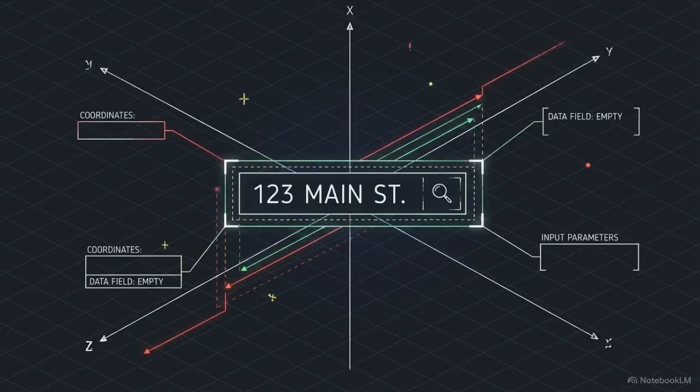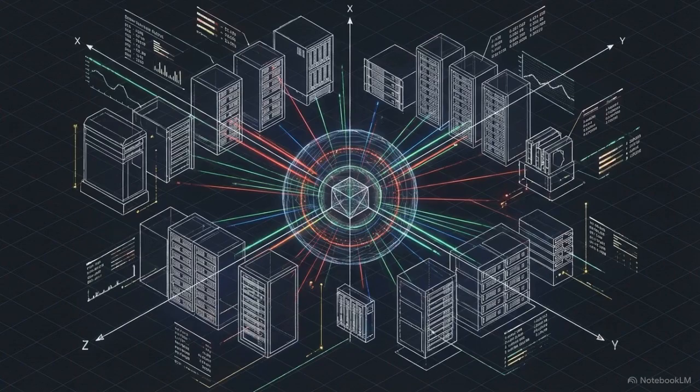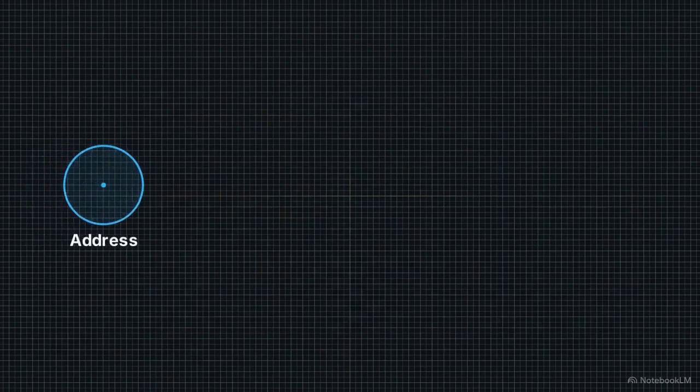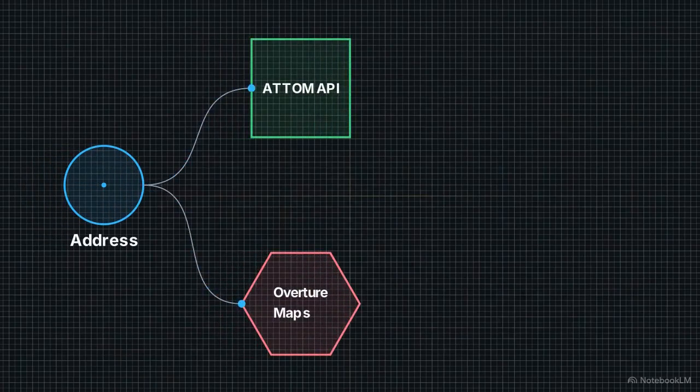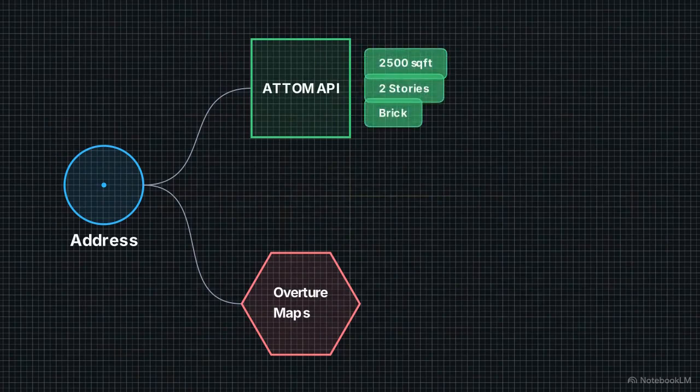Tier 1 initiates this funnel using a single text string, a street address. Submitting this address triggers parallel API data gathering across multiple public records. This data flow map shows how the system pulls information. The address node branches out to the Attom API, retrieving text data like total square footage, stories, and exterior materials. Simultaneously, it queries Overture Maps to extract the geographic footprint as a top-down vector polygon.